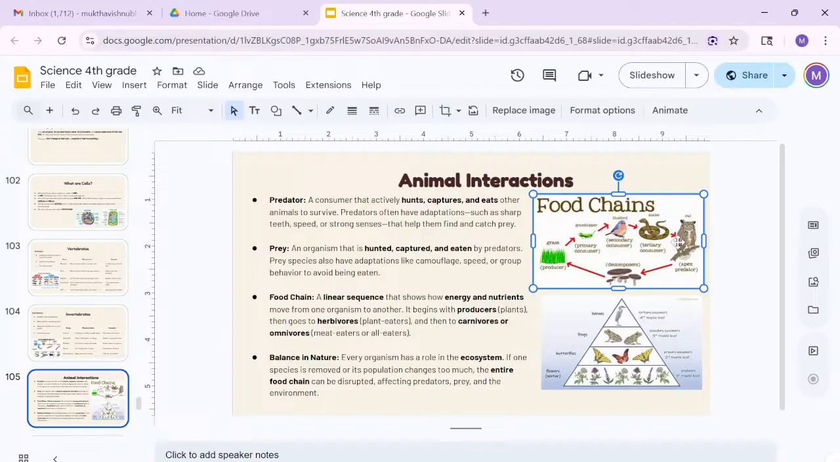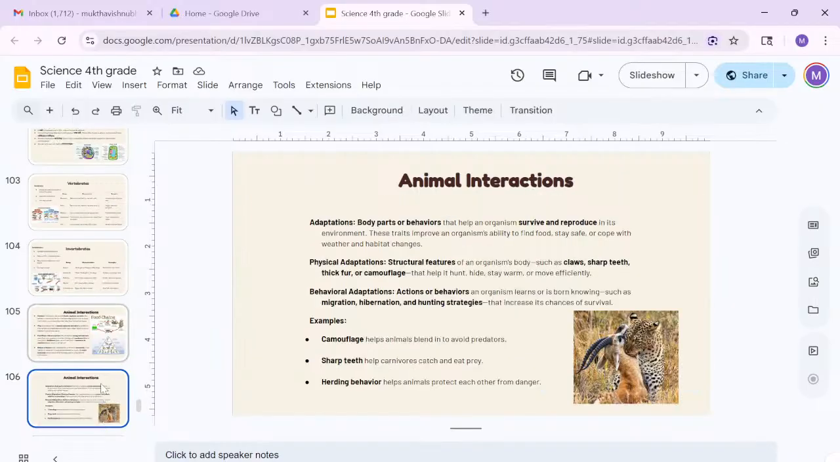An ecosystem is just made up of living things and non-living things, all in the same habitat. Like I said, adaptations are body parts or behaviors that help organisms survive and reproduce in their environment. These traits improve an organism's ability to find food, stay safe, or cope with weather and habitat changes. Some physical adaptations include claws, sharp teeth, thick fur, or camouflage, and behavioral adaptations include migration, hibernation, and hunting strategies.